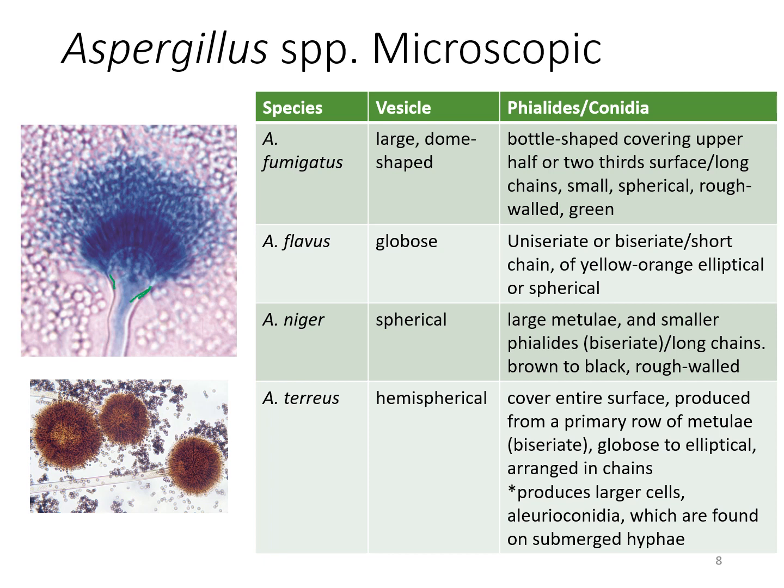So you can see a large vesicle here. And then what you'll have is bottle-shaped type of phialides that are covering the surface. And so you see how it's really hard to see what they are, but they look like a bottle shape. But they're coming up straight from the vesicle.